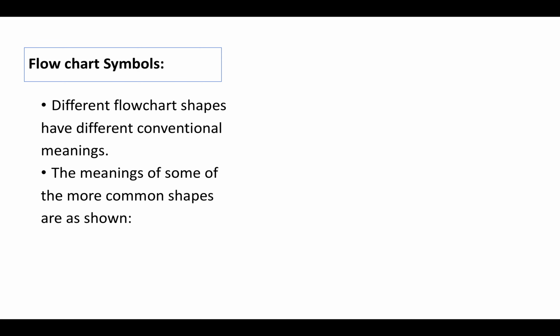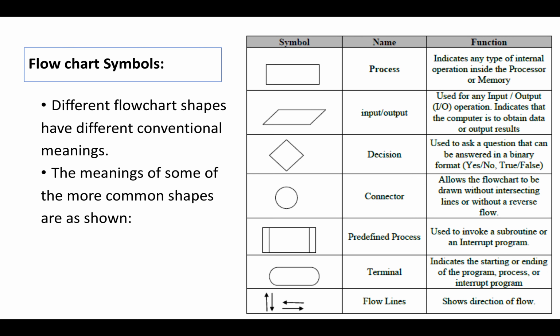and the meaning of some of the more common shapes which are used in flowcharts are as shown in this table. The first column represents a symbol, second the name of the symbol, and third one is the function. First one is the rectangular box used for defining the processes, indicates any type of internal operation inside the processor or memory. Second one is the tilted box used for input and output.